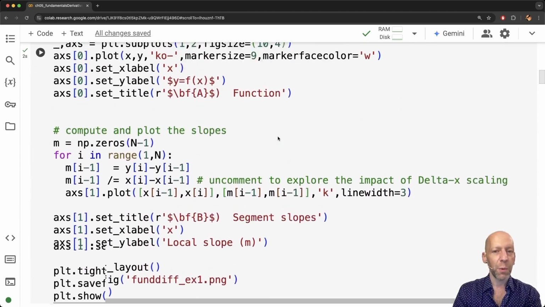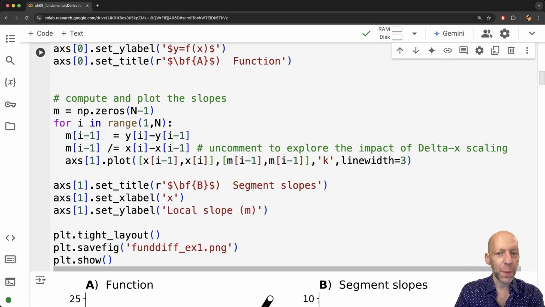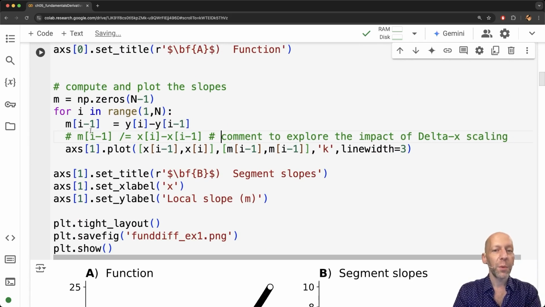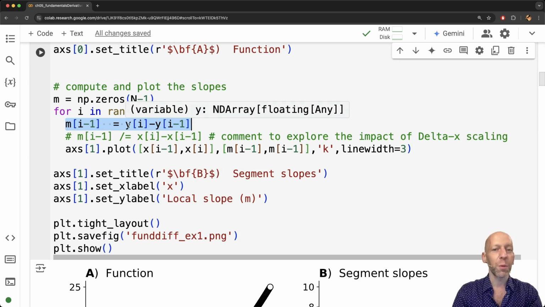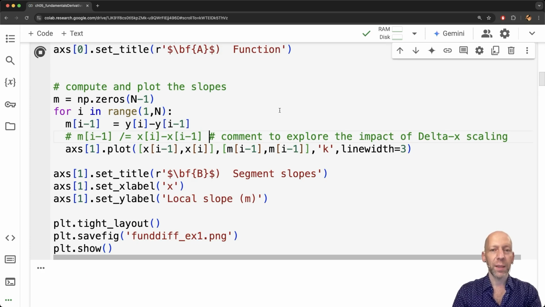Next, I'll go back to 5 here, and now I'm going to comment out this line. This was the second thing we want to experiment with. Now it's no longer formally correct to call these slopes. They're not really slopes anymore, but it is the change in the y-axis, and we're removing the scaling by the x-axis resolution. Now let's plot this again.